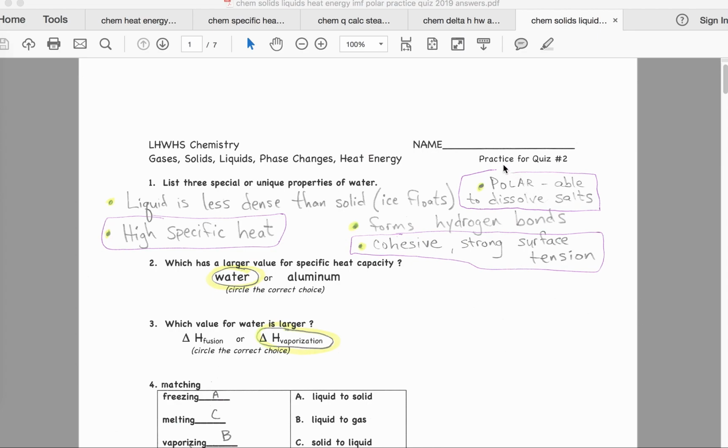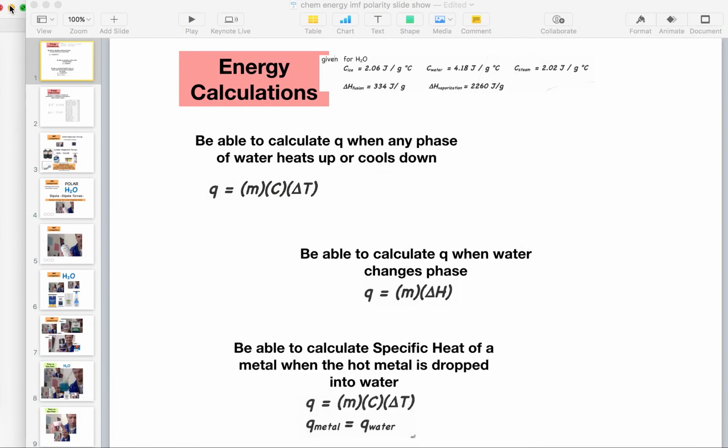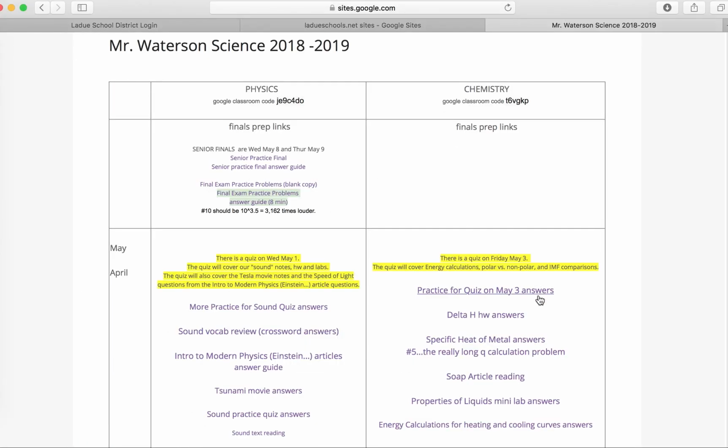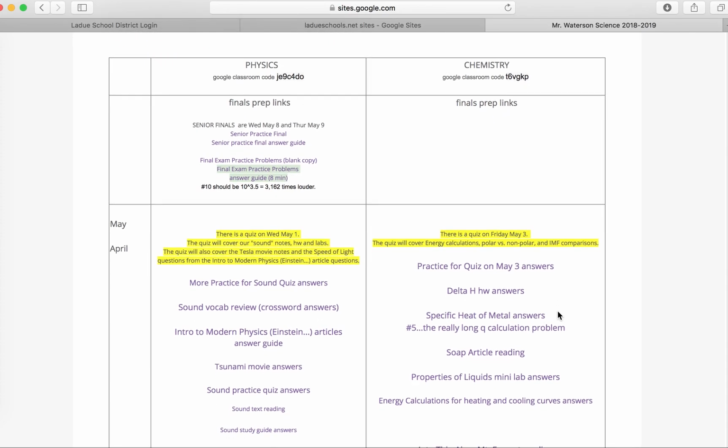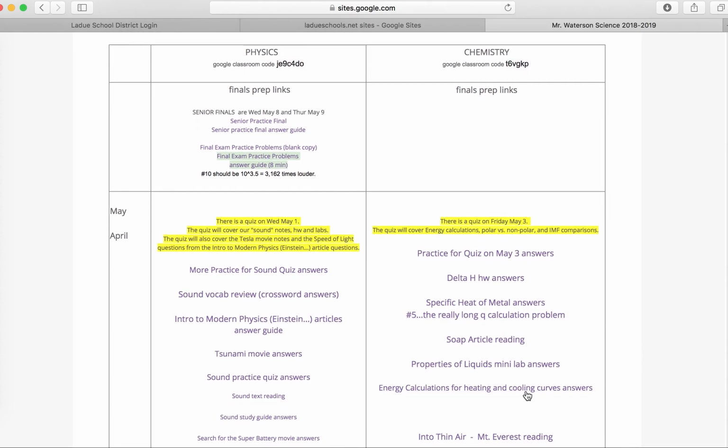So hopefully you've been working on this practice quiz. You can find those solution guides. Hopefully you've been to our class website and can see the practice quiz answers. The other materials that you want to have completed before the quiz, really those energy calculations from a couple weeks ago, are very worthwhile, good practice. There's a lot of good vocabulary and a lot of good introduction to these chemicals and the properties of liquids.